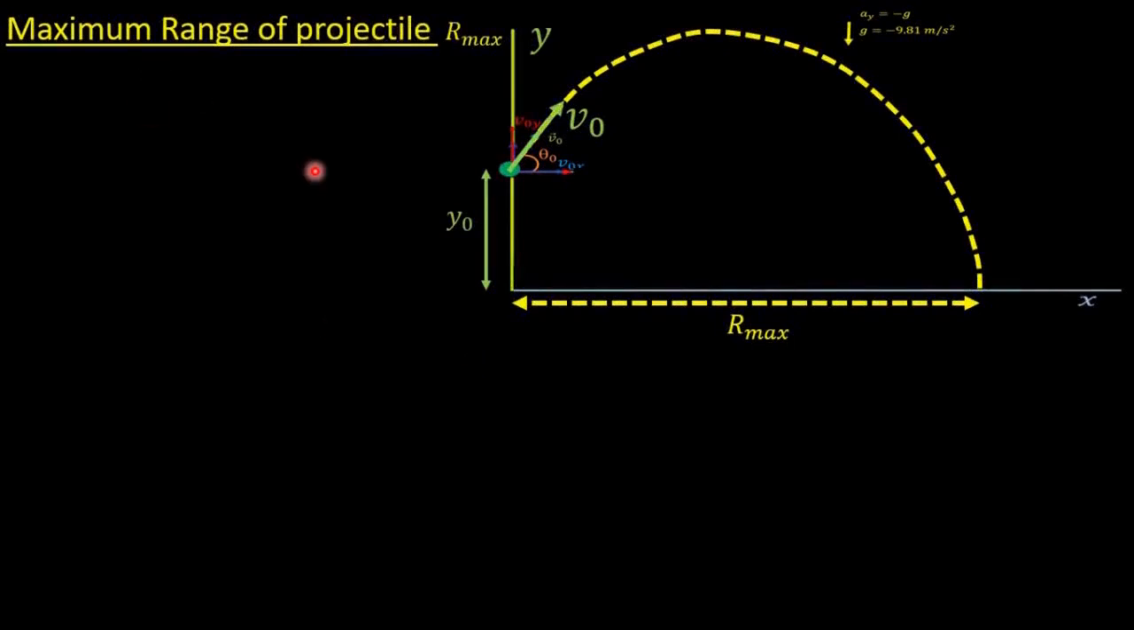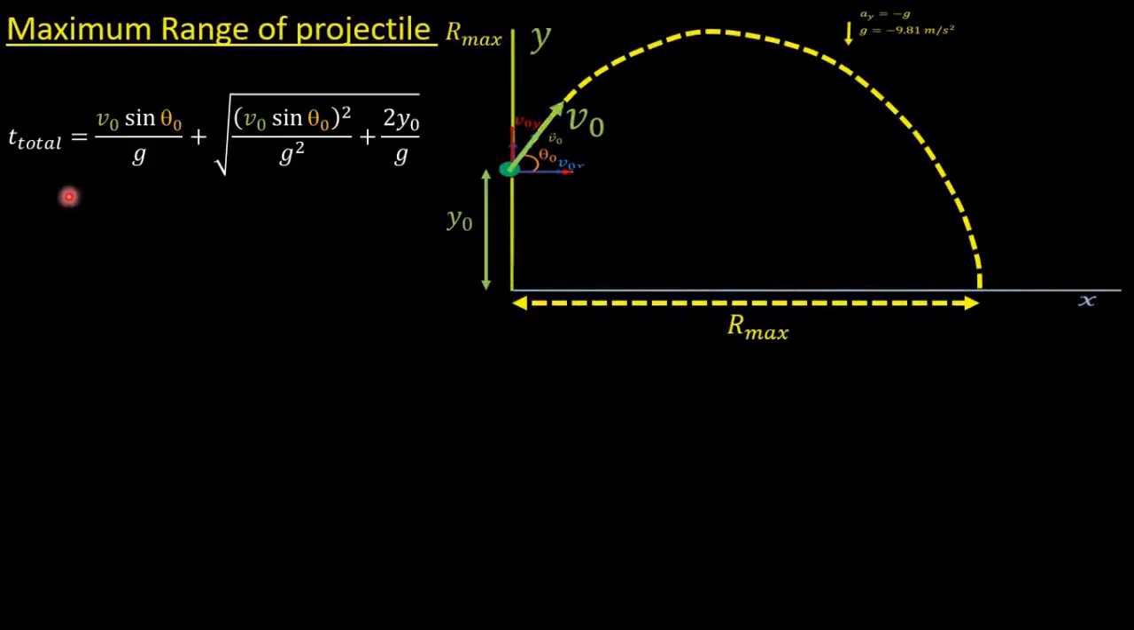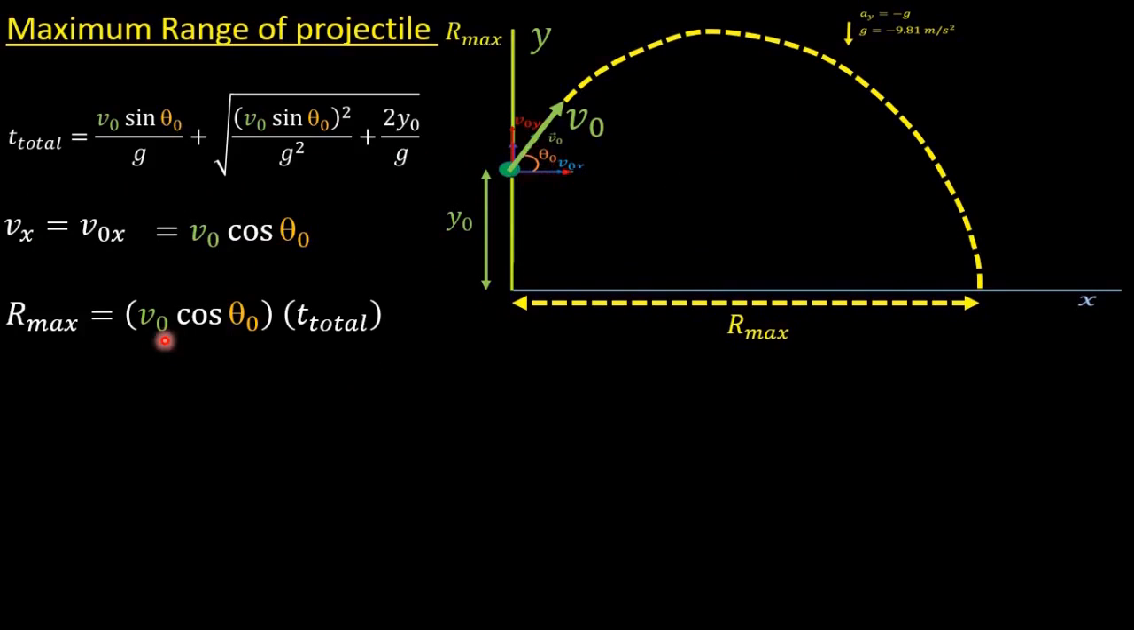Okay, so let's find the maximum range. Remember that was our time of flight from this point down to this point down here. To find the maximum range, all we do is multiply the time by the horizontal velocity. That is going to be v sub x equals v sub 0x, which is v sub 0 times cos theta. So we want the velocity in the x direction, multiplied by t sub total, which was this time here, and we'll get the maximum range.